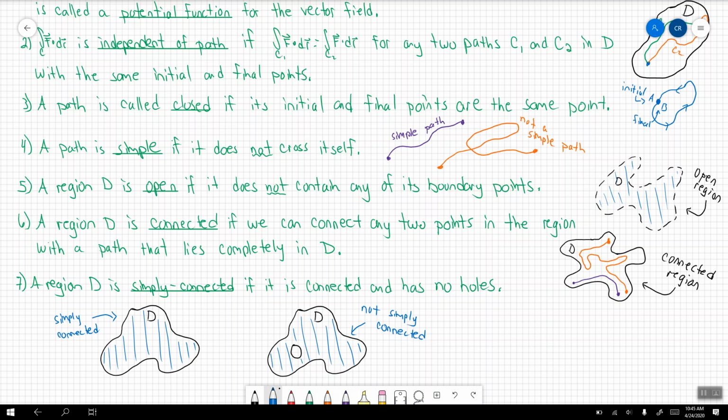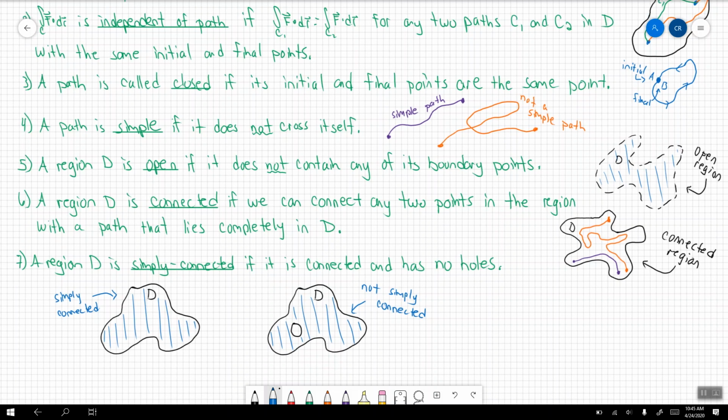Number 4, a path is simple if it does not cross itself. So here I have two depictions. The simple path here is just a path that doesn't cross itself at all. It starts at one point, ends at another. Here's a different path. It starts at one point, keeps moving, but it crosses itself and then goes over to its other point. This is not a simple path.